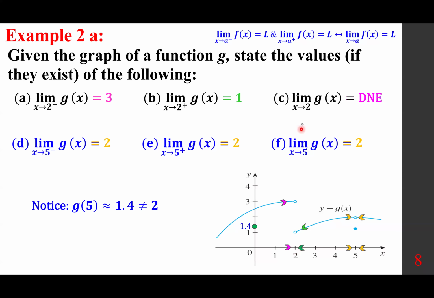As far as number 2 is concerned, we don't have a solid point, so g of 2 is not given, is undefined. This is, by the way, called a jump discontinuity.